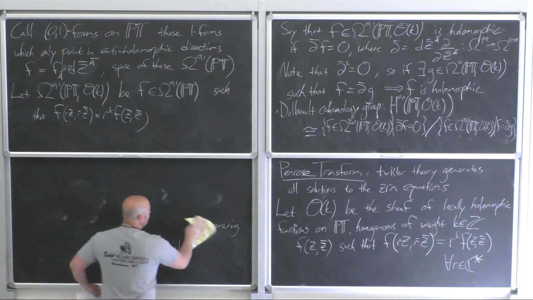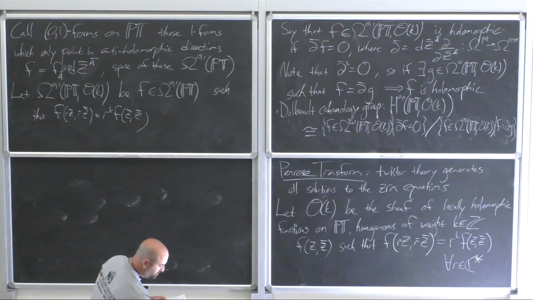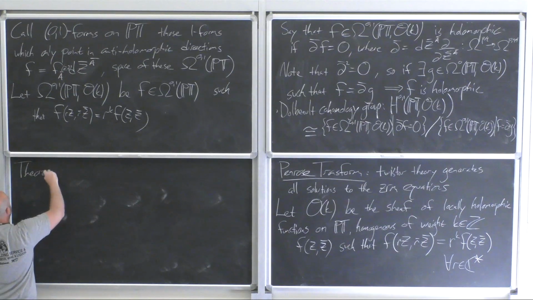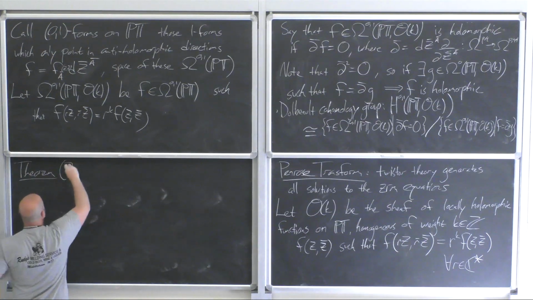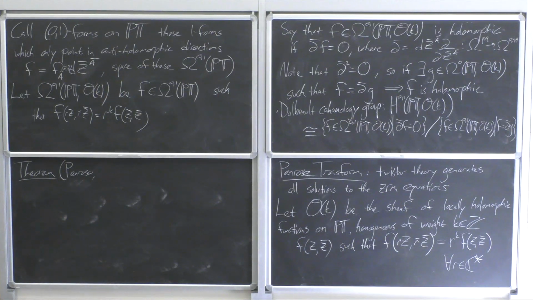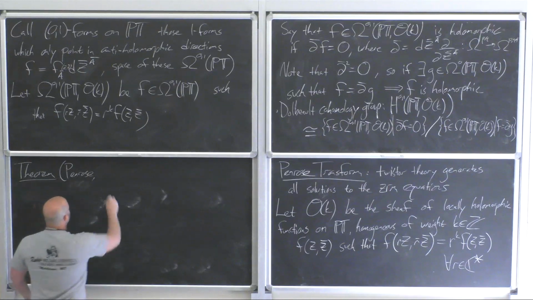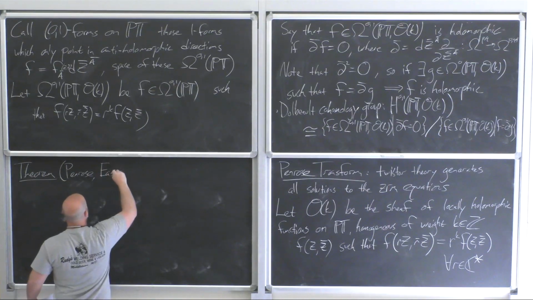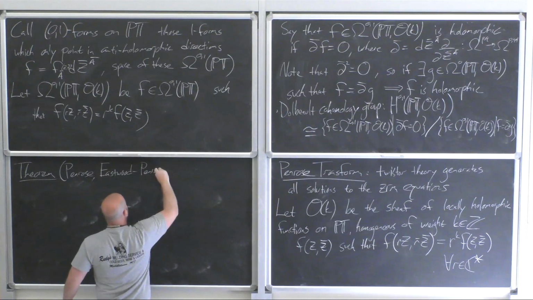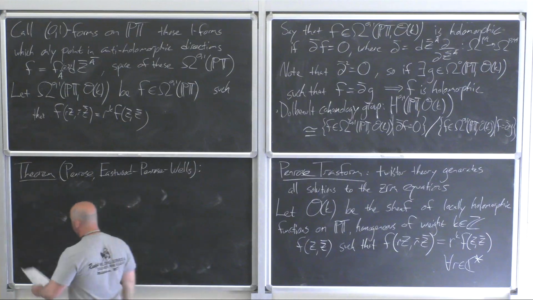cohomology group. So why the heck did we do this? We have the following theorem. This is, in some sense, due to Penrose in the 70s, but I think it would be fair to say that the mathematical proof of it was established later in the 80s. Eastwood, Penrose, and Wells. So what is the theorem?